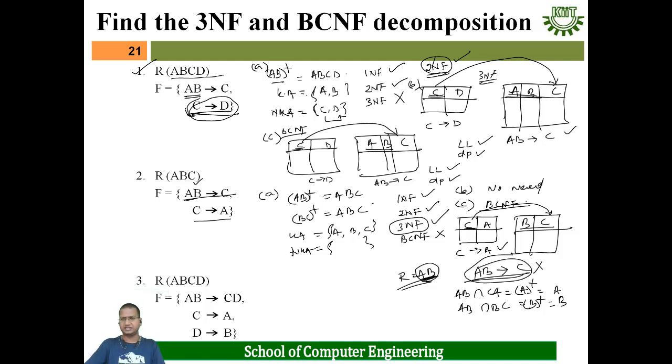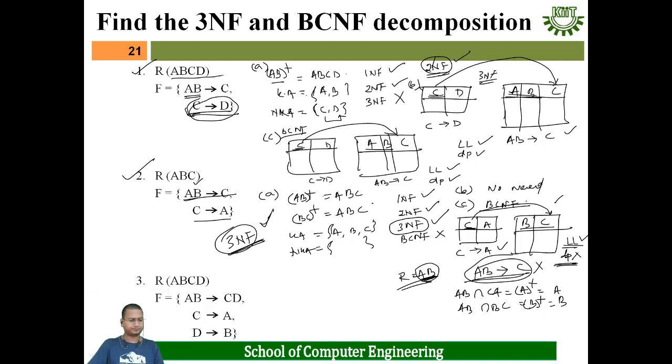That means this is the BCNF decomposition, and the lossless join property is satisfied, but dependency preservation is not satisfied. That's why the highest normal form for this relation is 3NF, and you should use only 3NF decomposition here. No need to go for BCNF, because if you decompose it into BCNF, then the lossless join property is satisfied, but dependency preservation is not satisfied in this case. Okay. This is the completion of question number 2.